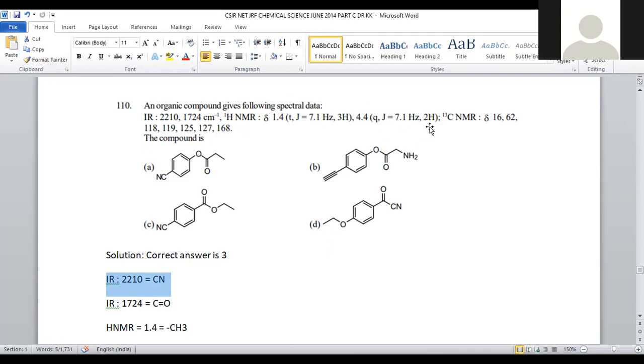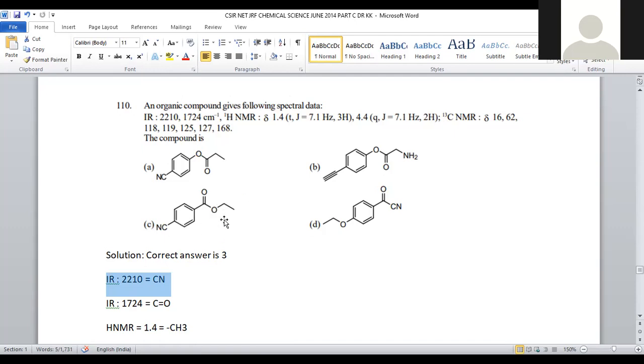Then 4.4, 2 hydrogens, what does this denote? 2 hydrogens of a methylene attached to a highly electronegative atom, only then the downfield shift to 4.4. In general, a 2-hydrogen methylene peak will appear around 2.1 ppm, but this is shifted to 4.4. What can you assume? 4.4 indicates that these 2 hydrogens are bonded to a more electronegative atom, that is oxygen. Obviously, from this data, you can clearly confirm that compound number C is the correct answer.